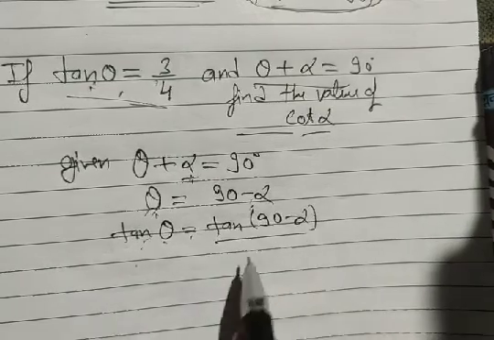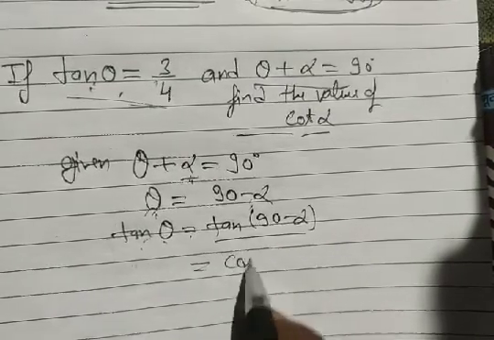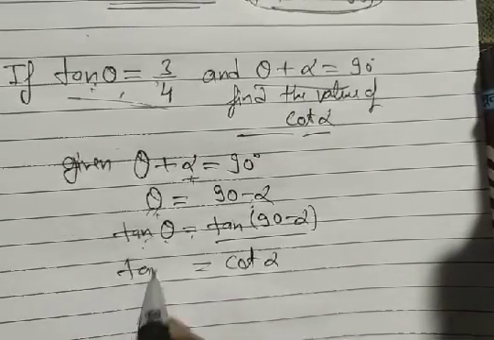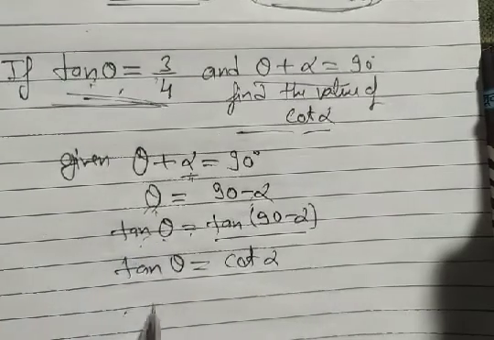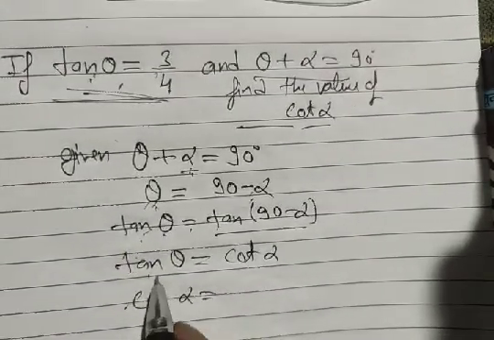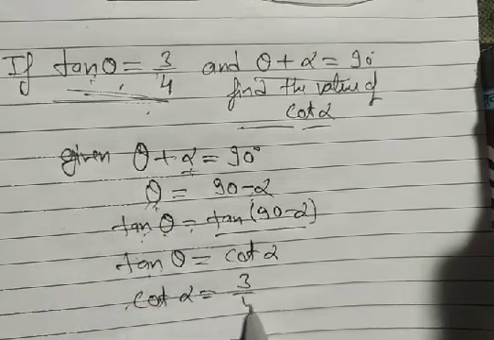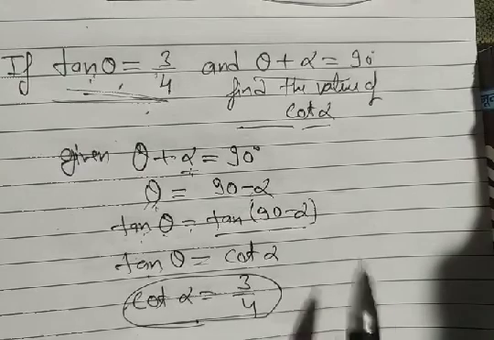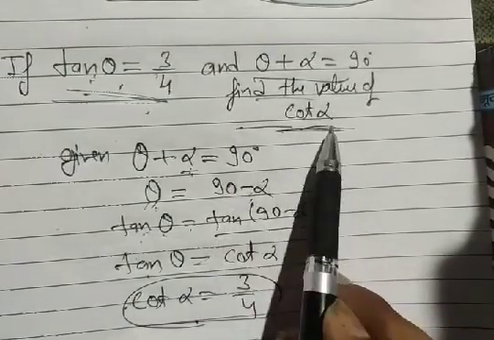Now we are using the complementary angles concept. What is the value of tan of 90 minus alpha? It is cot alpha. Now tan theta is equal to cot alpha. We have the value of tan theta given, so putting 3 by 4 in place of tan theta, we get the value of cot alpha, which is our required part.